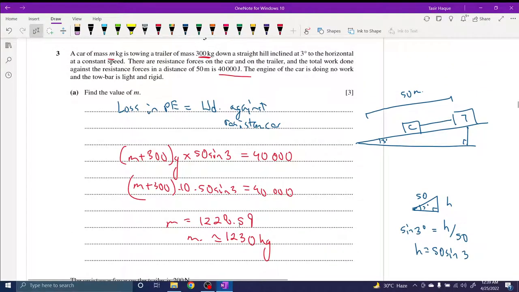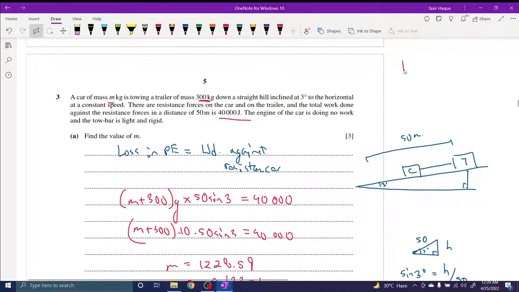There was another way though. You could do this using Newton's second law. Basically using the distance, right? We know that work done is equal to force into distance. We could find out the resistive force. 40k is equal to force into 50. The resistive force would be equal to 800 newtons.